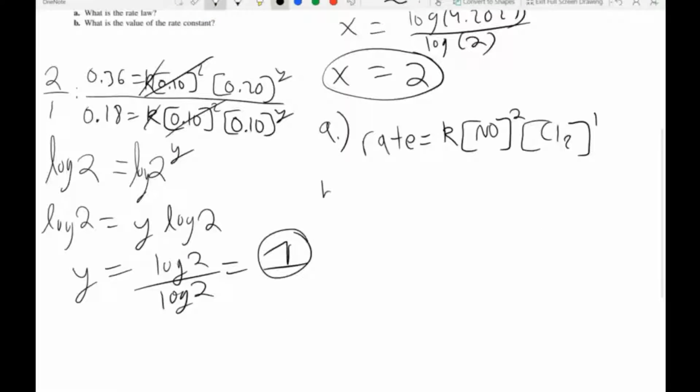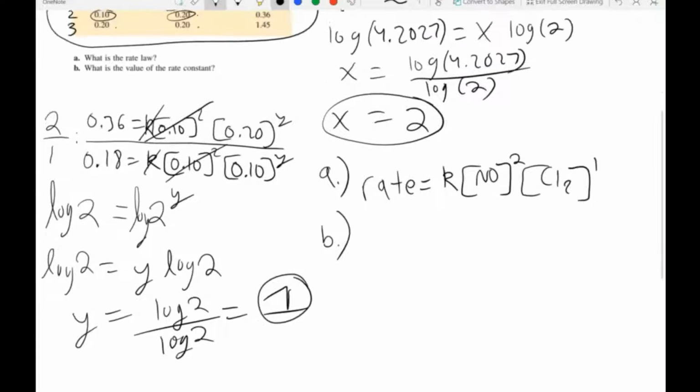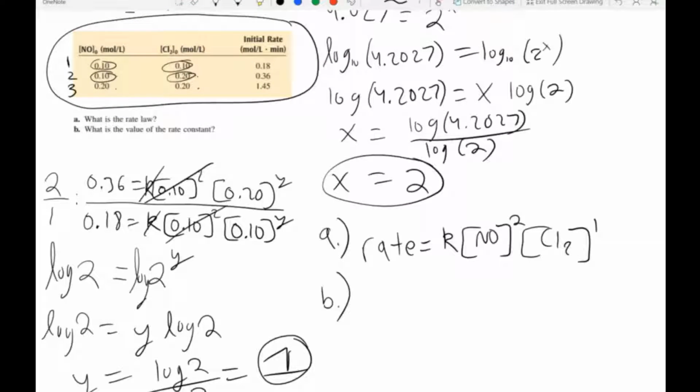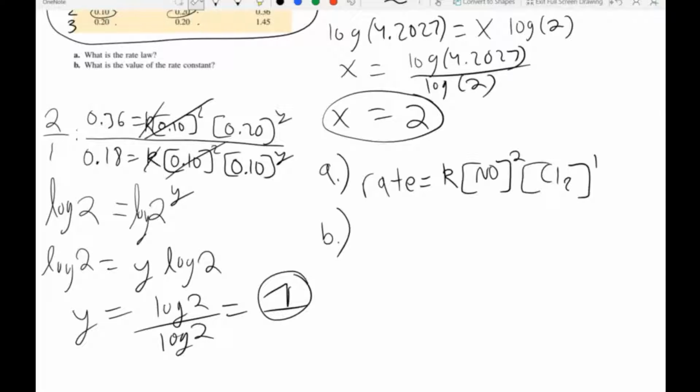And so now part B asks for the rate constant. So since now we have the exponents, the concentrations, and the rate for each condition, the only thing that's unknown now is the k constant. So we can just use any one of the conditions, plug in all of our known values, and then just solve for the rate constant. And so that's exactly what we'll do. And I'll actually do it down here to give us a little bit more space.